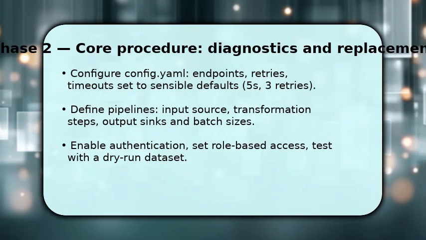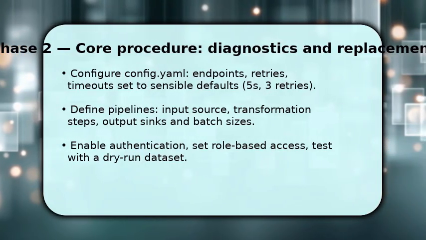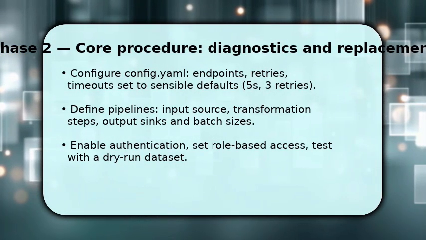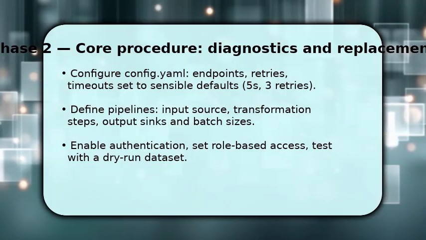Once done with initial startup, you move into core configuration and workflow setup. Edit config.yaml to set endpoints, timeouts of 5s and 3 retries. These prevent transient failures from cascading.